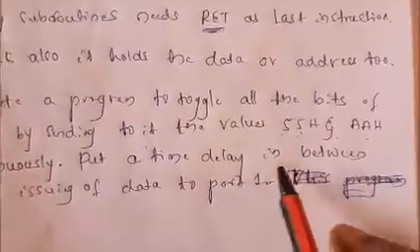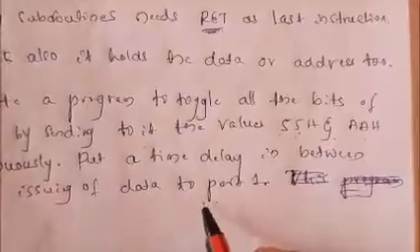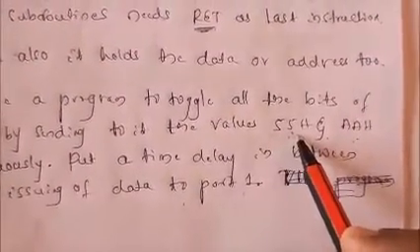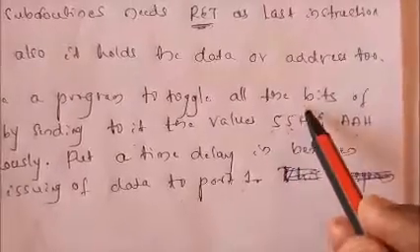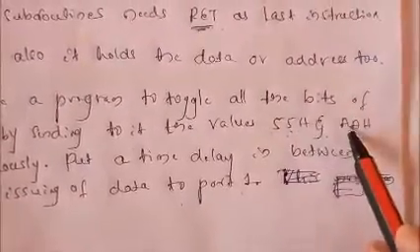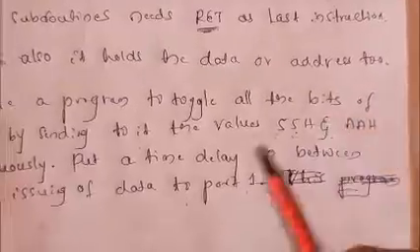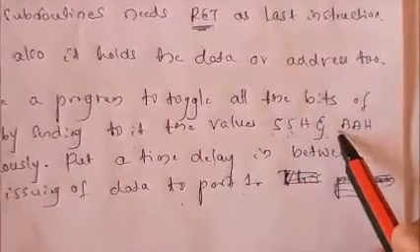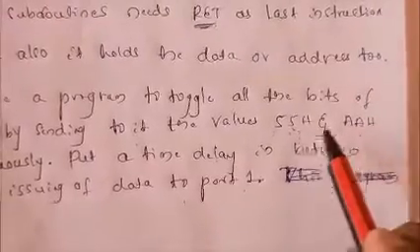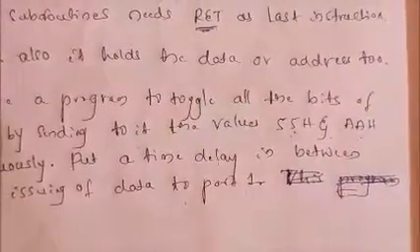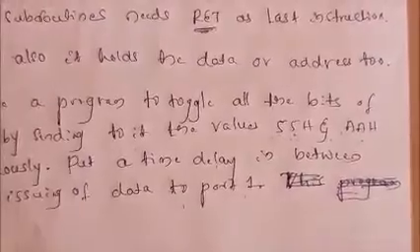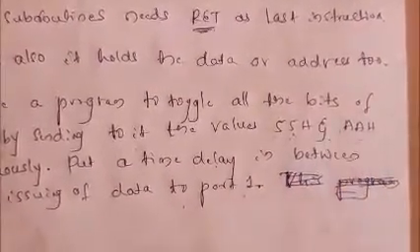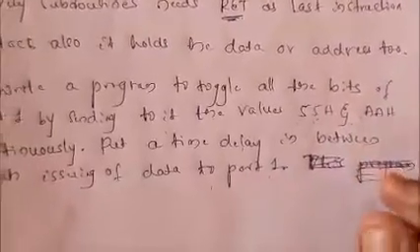And put a time delay between each issuing of data to port 1. When you send 55H, after completion of 55H, when it moves to AA, I need to give some delay. So write the delay program. Why do you need the delay? When you are observing, I need it to be clear whether it is blinking 55 or AA correctly. So when switching between 55 and AA, I need to give a delay program. That is the intention of this example.